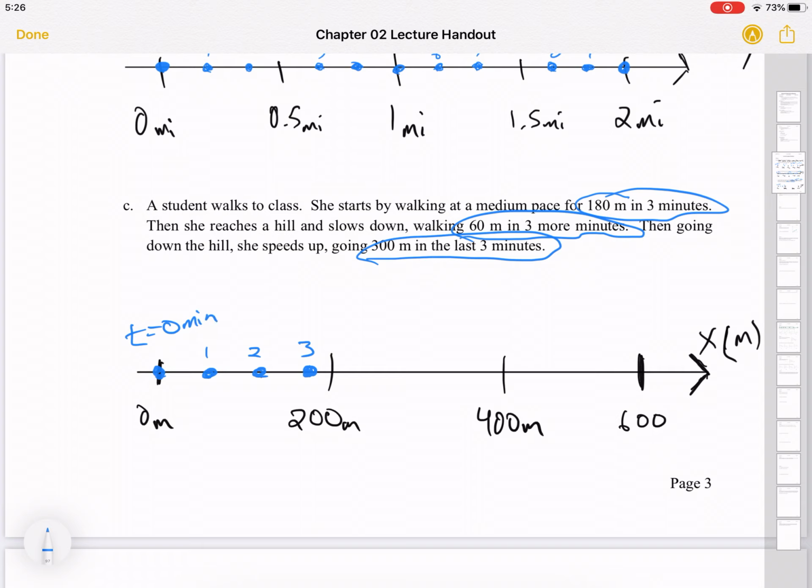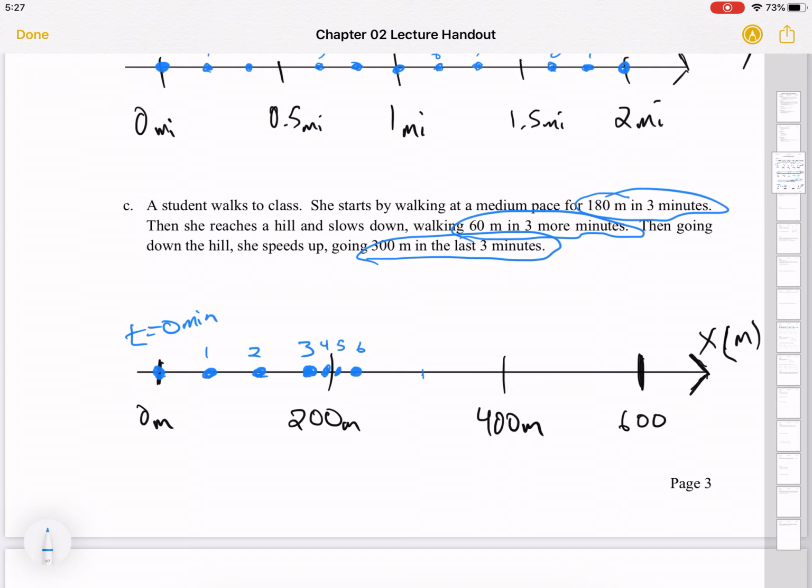And then in the second 3 minutes, she goes 60 meters. So 60 meters from there, right? 180 meters plus another 60 meters. She's going to end up at 240. And halfway here is 300. So 240 is right here. So she slows way down. That's fine. My data points are a little too big. So there's 3, 4, 5, and 6.